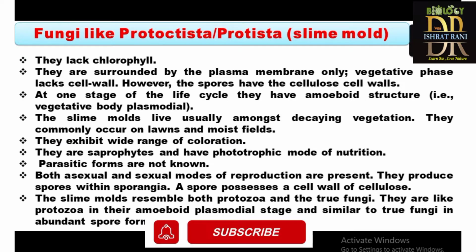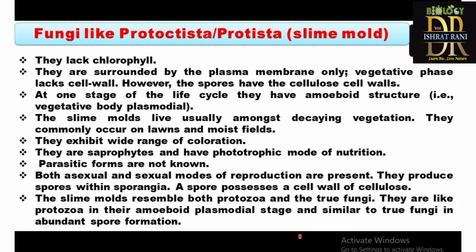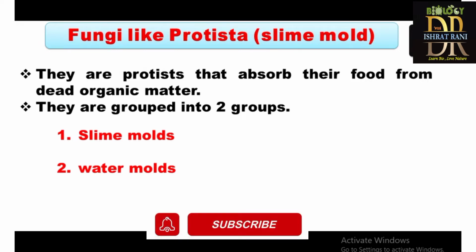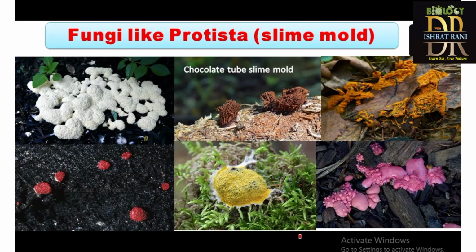The slime molds resemble both protozoa and the fungi. They are like protozoa in their amoeboid plasmodial stage and similar to true fungi in abundant spore formation. So fungi-like protists are protists that absorb their food from dead organic material, and they are grouped into two groups: slime molds and water molds.